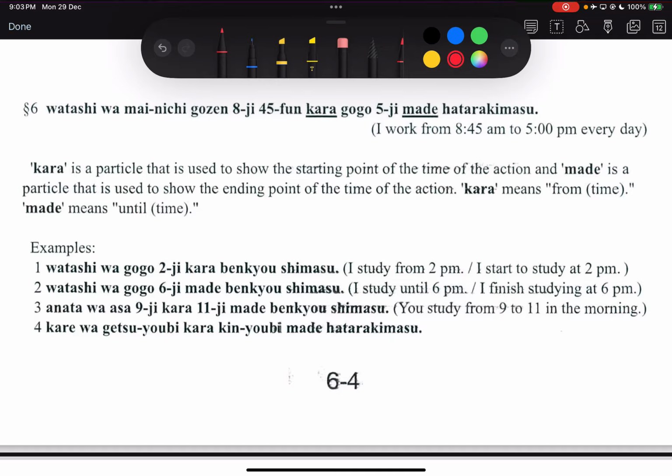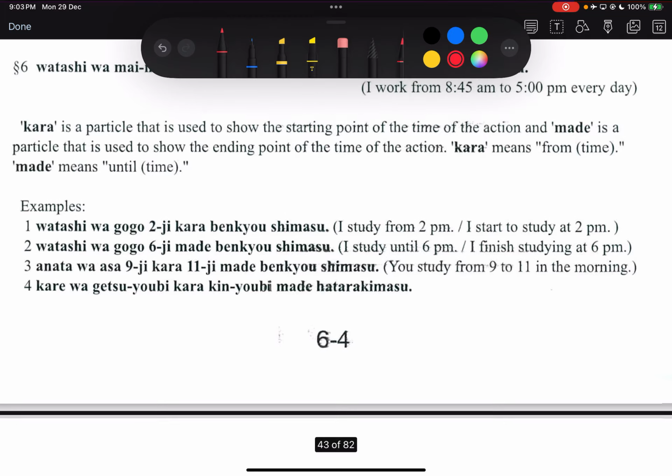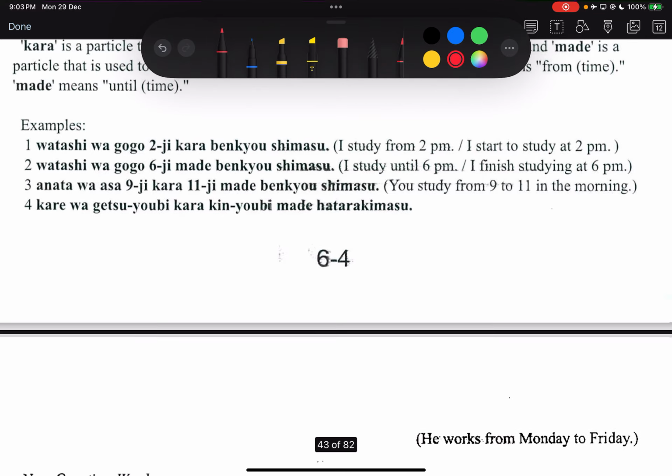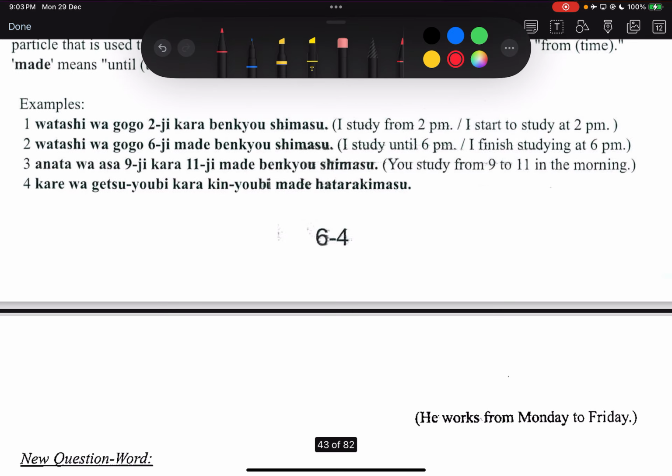Number 4. 彼は月曜日から金曜日まで働きます. So 月曜日から means from Monday. 金曜日まで means until Friday. Then the verb here is 働きます, which means to work. So basically, he works from Monday to Friday.